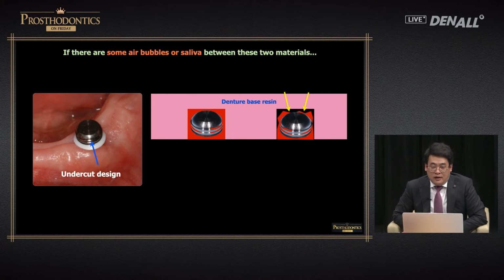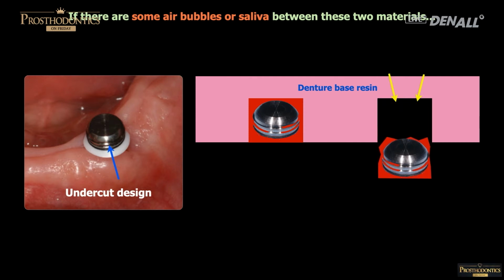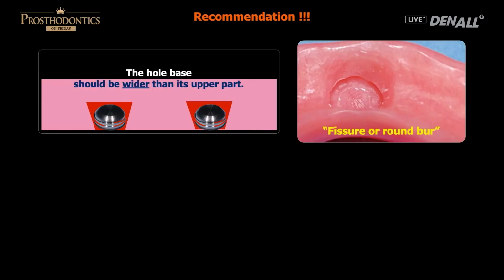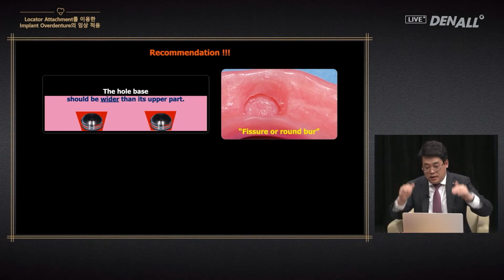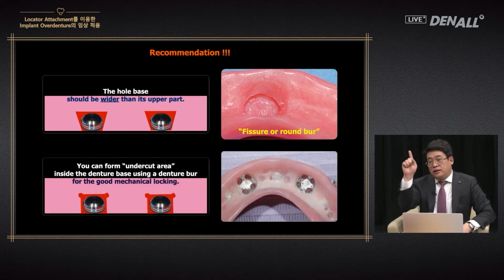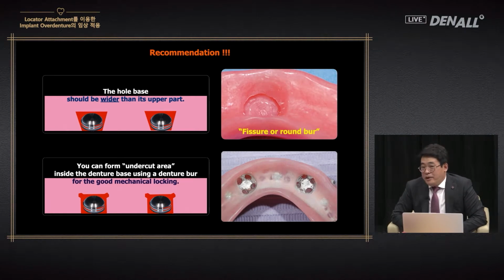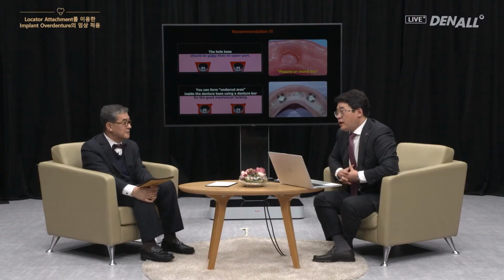I've experienced this problem twice. I wondered what I was doing wrong. Was the resin that I was using problematic? I was perplexed. It comes out like this. And since then, if you look at the denture, I thought long and hard, and I decided that the whole base should be wider than the upper portion, and I used a round burr to create what is almost like an undercut. Yes, undercut, for mechanical locking.